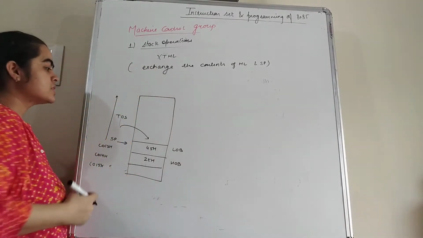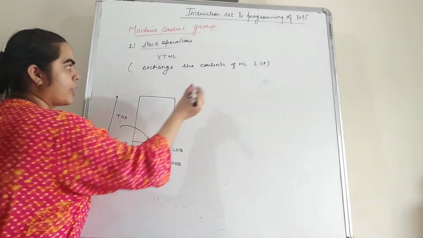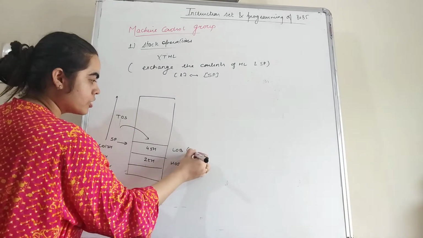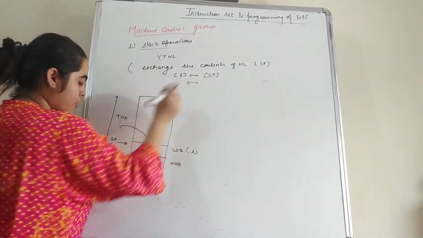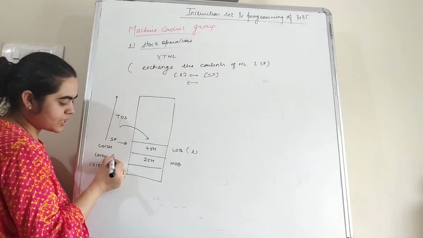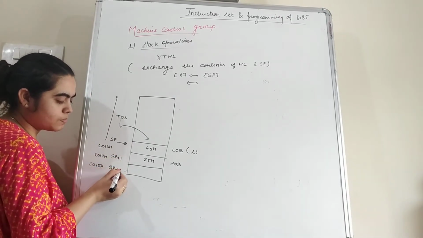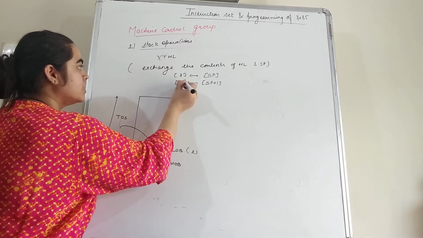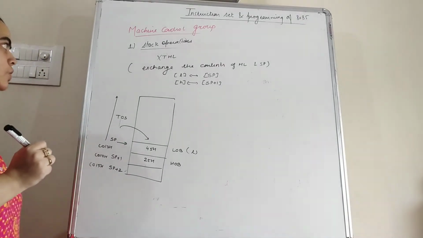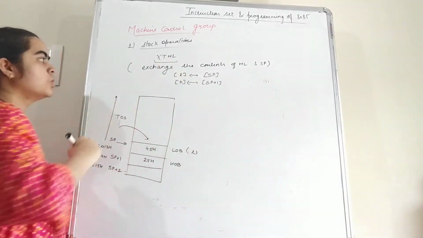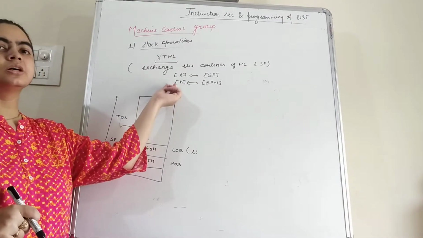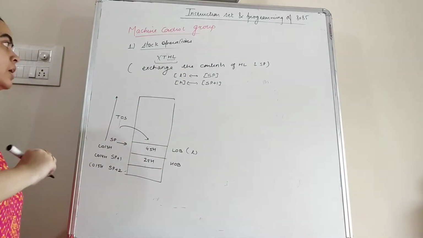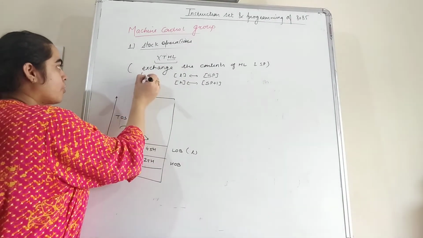Now according to this instruction, the contents of the stack pointer will be exchanged with the contents of L, because the lower order byte is here, and the contents of SP plus 1, this is SP, this is SP plus 1 and this is SP plus 2. So the contents of SP plus 1 will be exchanged with the contents of H, the higher order byte. Using this instruction we can exchange the contents only with the HL pair, not with another pair, because HL is specified in the instruction itself. So this is the format of this instruction.